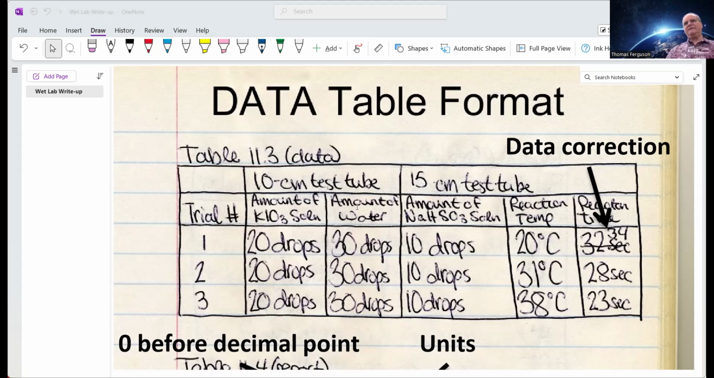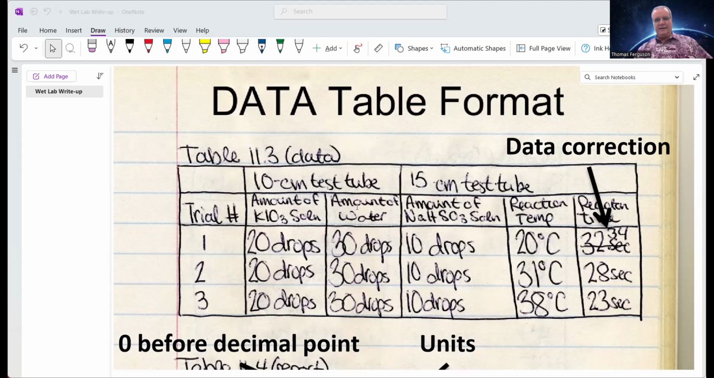Okay, another thing in science. Numbers have units. Very few numbers in science don't have an associated unit. pH, for example, doesn't have a unit. pH is a measure of acidity. Most numbers, though, have units. Could be degrees Celsius, it could be degrees Kelvin, could be grams, kilograms, whatever. Make sure your data table has units on it.